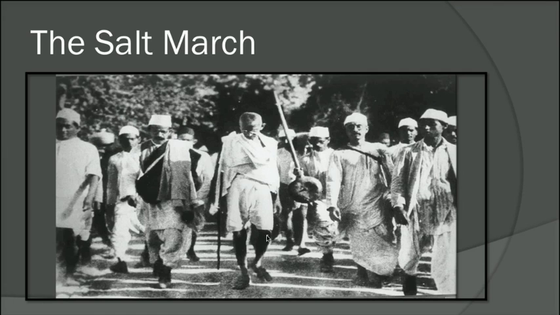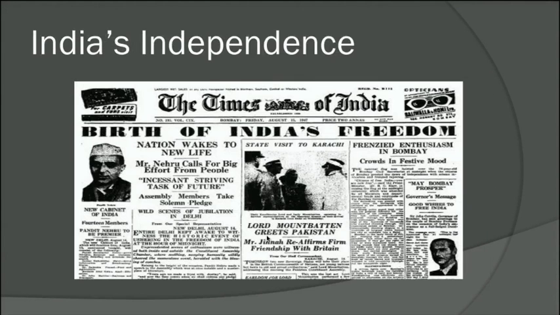Here's an image of the Salt March, just a peaceful protest with Gandhi leading the way. And of course, Gandhi's efforts eventually lead to India's independence. So you see here a newspaper article from 1947. Now, these things don't happen overnight. So in 1947, the British do leave India, and India gets its freedom. So, birth of India's freedom.